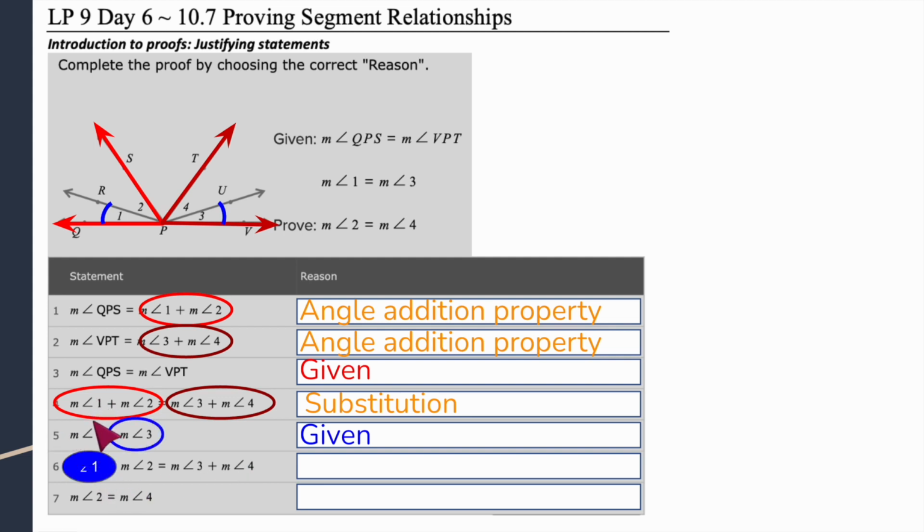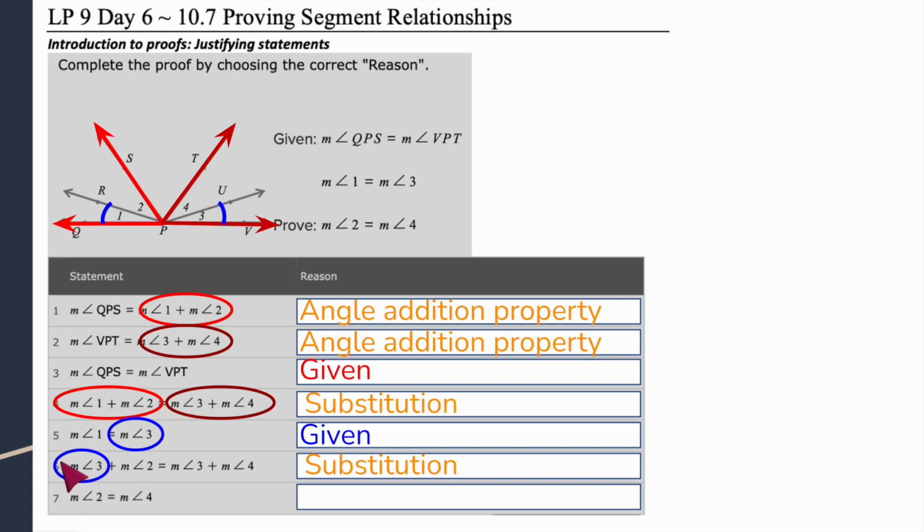Well, in step 5, we just said that angle 1 is equal to angle 3. So if we picture this just for a second as angle 1, well, angle 1 is equal to angle 3. So can I just replace it from step 4 to step 6? Instead of saying angle 1, I'm saying angle 3. So again, this is substitution. I'm substituting angle 3 for angle 1.